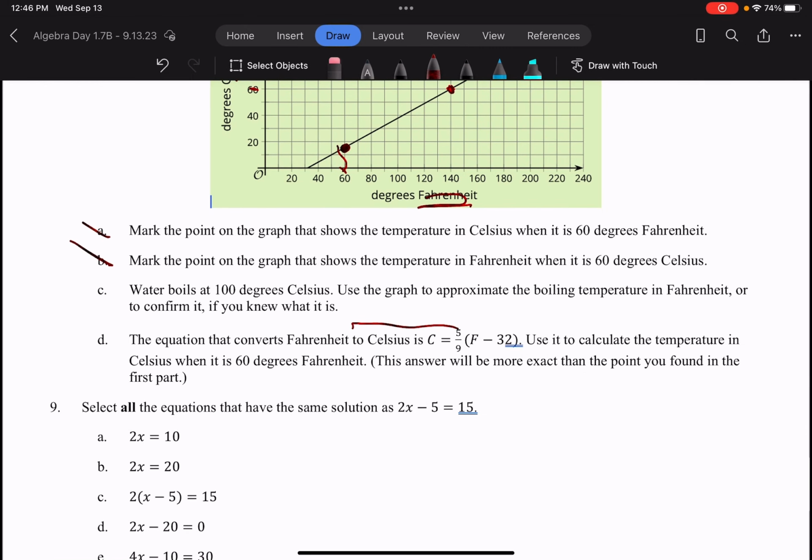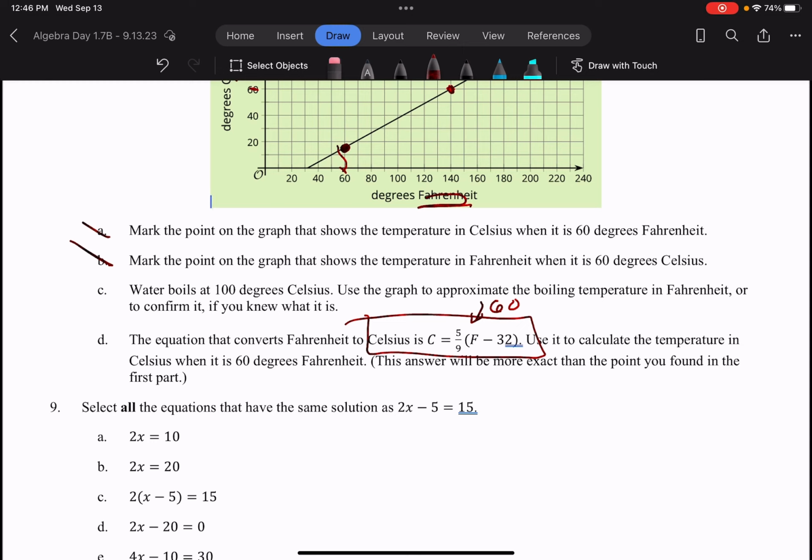Letter D says the equation that converts Celsius is here. Use it to calculate the temperature in Celsius when it is 60 degrees Fahrenheit. So to do this, you're going to substitute 60 in here, right? That's the only hint I'm giving you because you can do this.